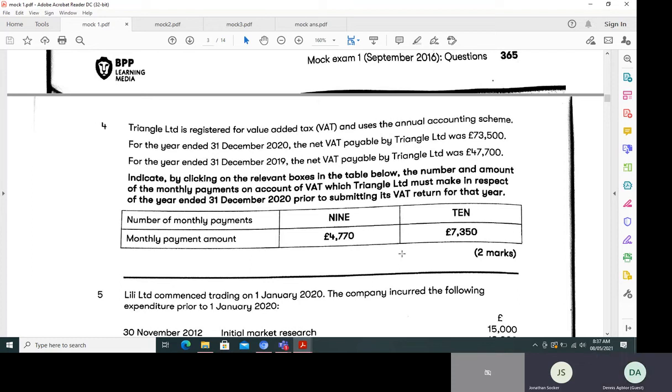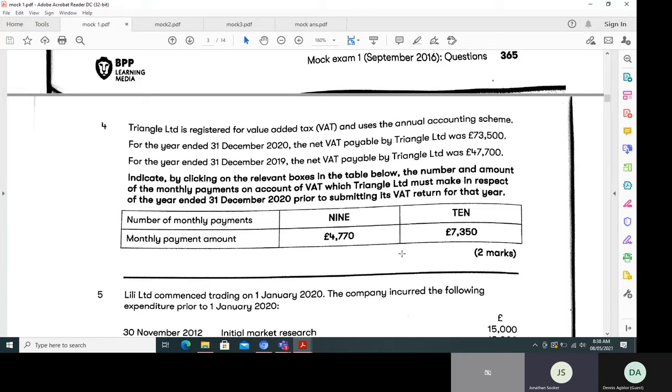And in 2019, the VAT we paid there was 47,700. So 10% of that will be 4770. Is that right? I think so. Yes. That 10% should be taken on the previous year's VAT, and we are to do this for 2020, so the previous year will be 2019.